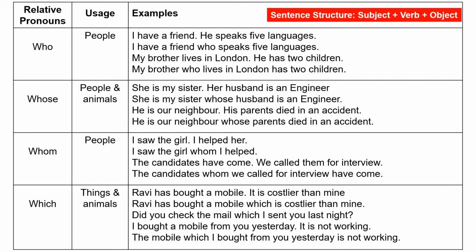Next, which relative pronoun. Which is used for things and animals. Example, Ravi has bought a mobile, it is costlier than mine. Let us use which to connect these two sentences. As you know, relative pronouns are used as conjunctions to connect two sentences. Now, we will take the first sentence as it is. Ravi has bought a mobile, and in the second sentence in the place of it we use which. It's because we are talking about the thing, mobile. So Ravi has bought a mobile which is costlier than mine.